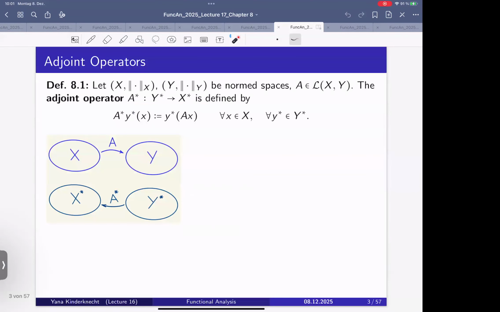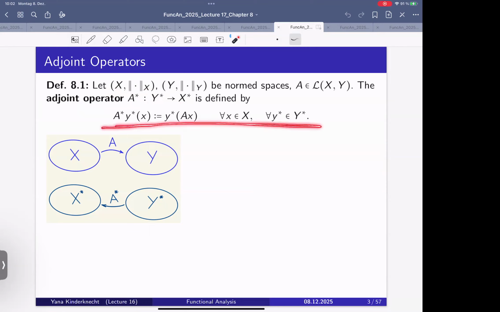So, definition 8.1. Let X and Y be normed spaces, and A be a bounded linear operator from X to Y. The adjoint operator to A is denoted by A star, and it is a mapping from Y star, that is the topological dual to Y, to X star, the topological dual to X. And it is defined in the following way.